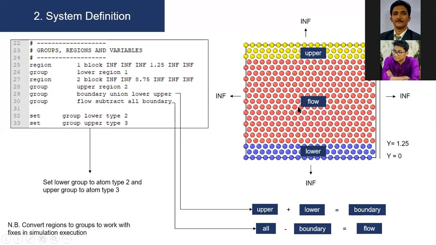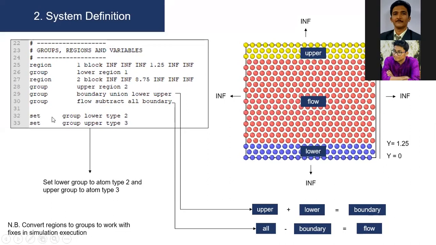That means the flow group, which is the middle one, will be all atoms minus the boundary atoms. That means all atoms minus the upper atoms minus the lower atoms. So that will be the flow group.